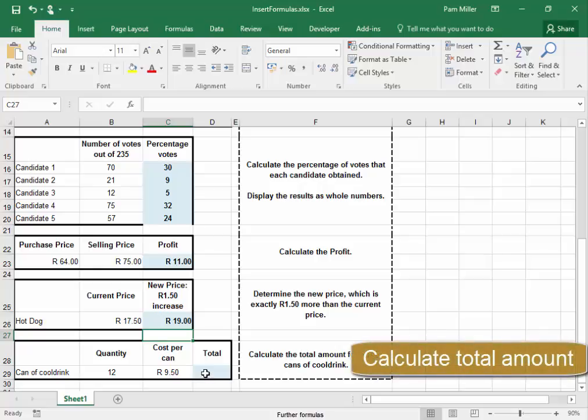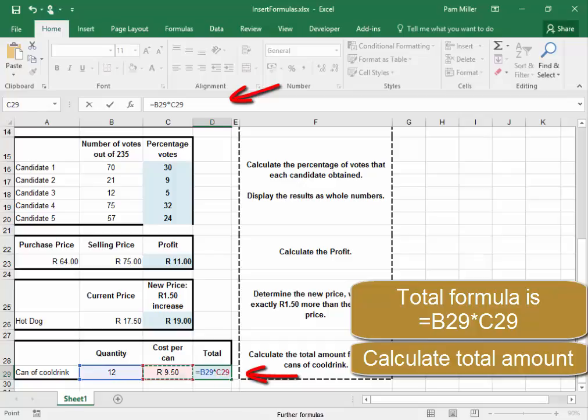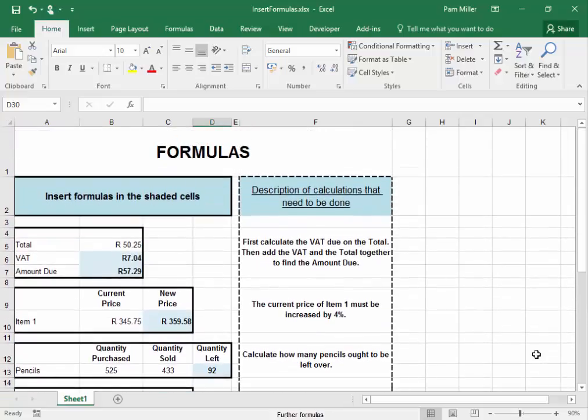Calculate the total amount for all the cans of cool drink. It's going to be equals that multiplied by that. There we are. I have used formulas to do these calculations.